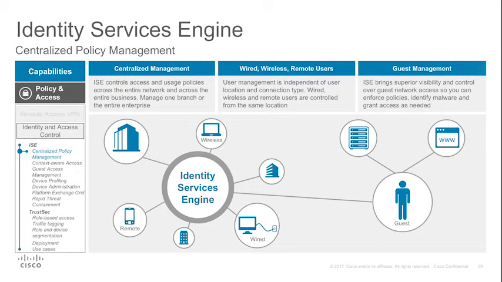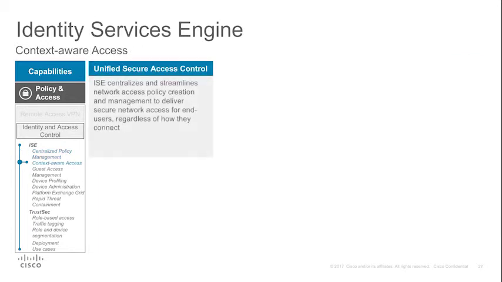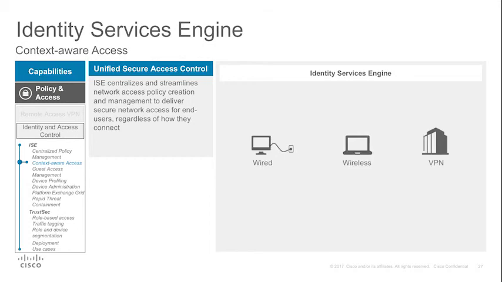Not only are policies implemented across the network from a single location, but ISE uses superior visibility to provide context-aware access. Our Identity Services Engine's unified secure access control streamlines network access policy creation and management, enabling customers to onboard devices and grant secure network access to the users that need it, regardless of location, device, and connection type. Wired, wireless, and VPN connections are all supported.